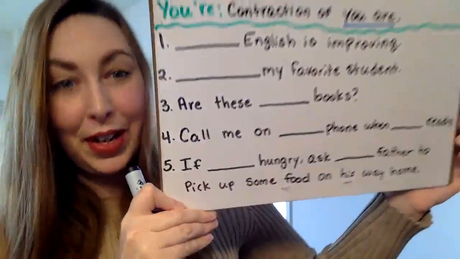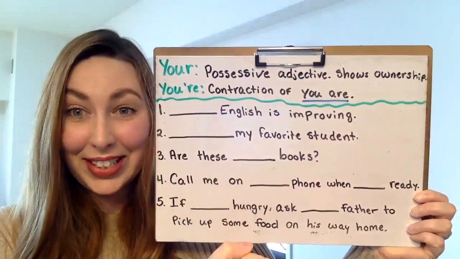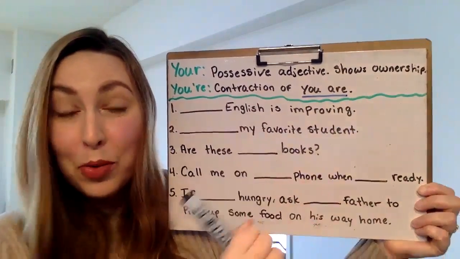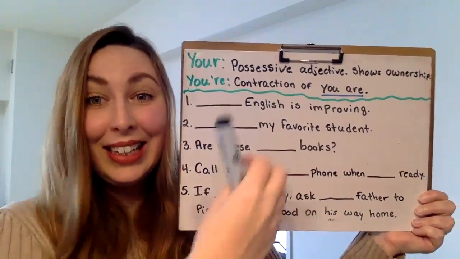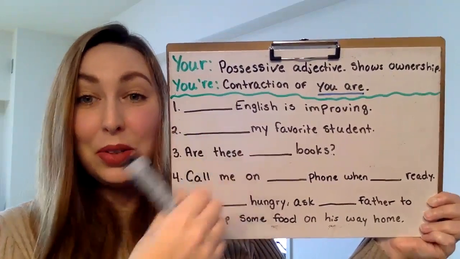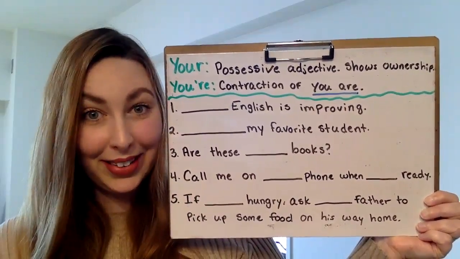So let's look at the difference in meaning between your, Y-O-U-R, and you're, Y-O-U apostrophe R-E. Okay, don't forget that apostrophe. All right, here we go. Very simple, very straightforward. Your, Y-O-U-R, is the possessive adjective. Possessive adjective. So what is that? Well, it shows ownership of something. So other possessive adjectives would be my, his, her, our, okay? We use this your to show ownership of something, when something belongs to someone, okay?